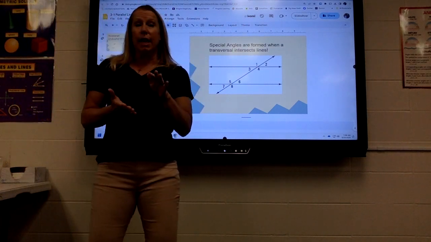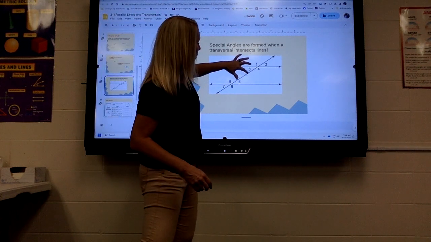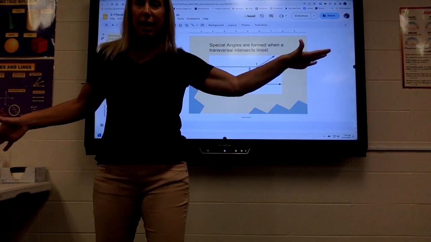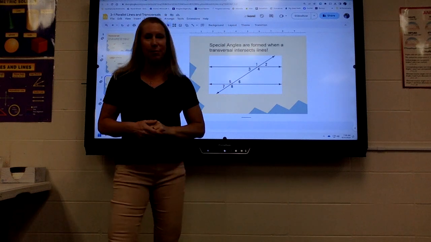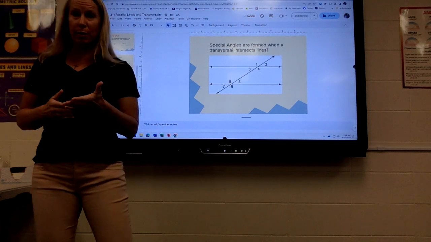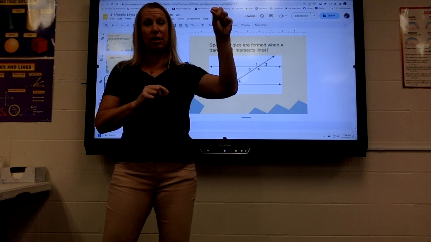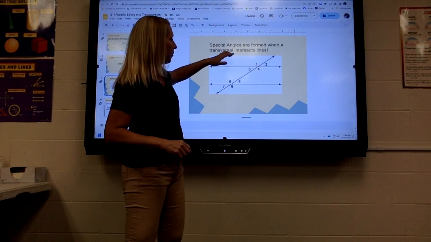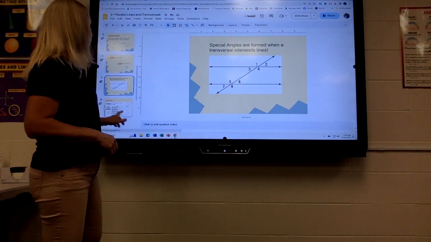Then we have same side interior, so same side of the transversal, 4 and 6, or 3 and 5. We also have same side exterior, 1 and 7, 2 and 8. And then we have corresponding angles. So corresponding angles has 1 exterior, 1 interior, and it always jumps over an angle. So like 1 and 5, 3 and 7, 2 and 6, 4 and 8. So those are all the new angles.